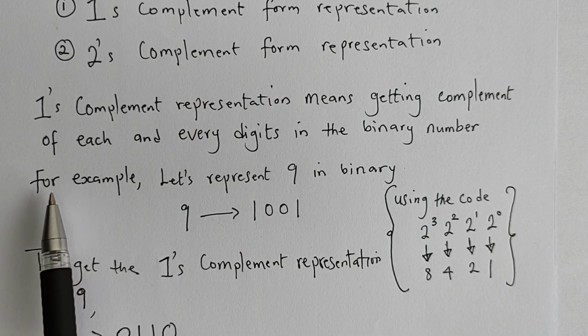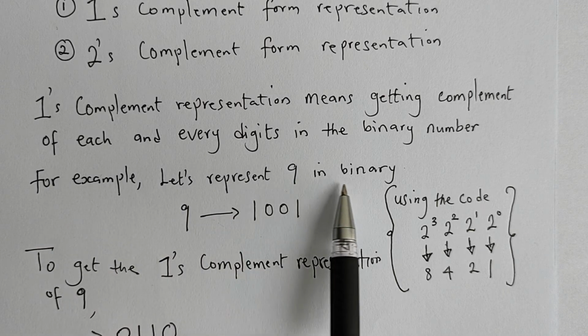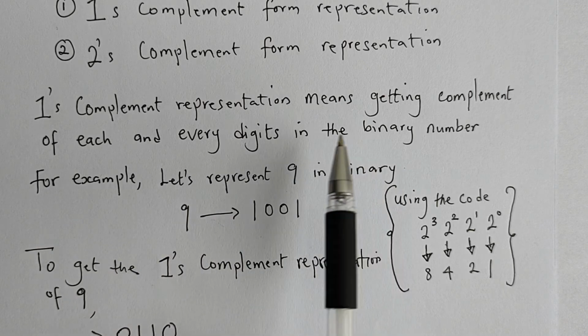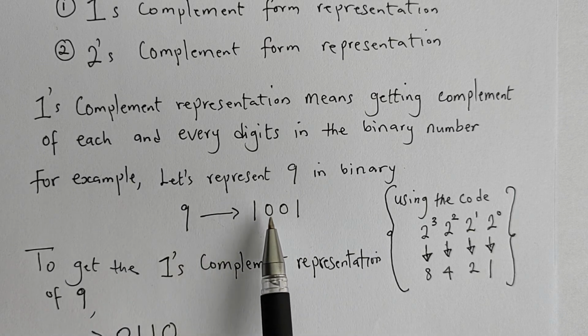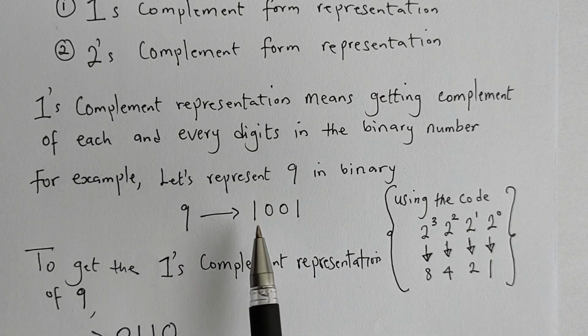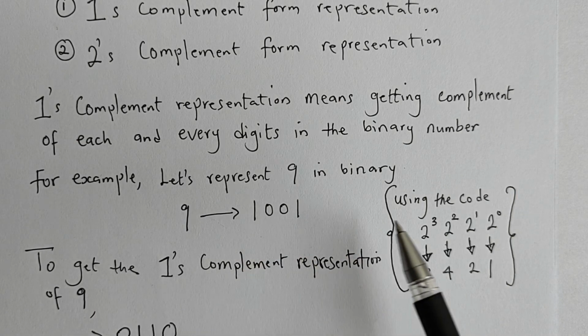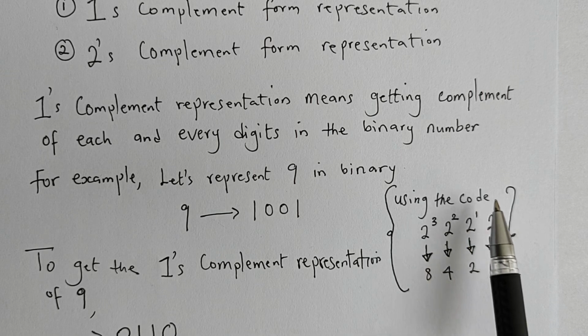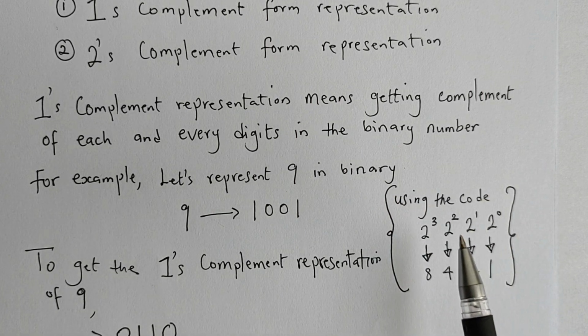Now let's consider this. For example, let's represent 9 in binary. 9 is going to be 1001. Now if you're wondering how you arrived at this, this is the direct method for you to represent any decimal value in the binary number system.